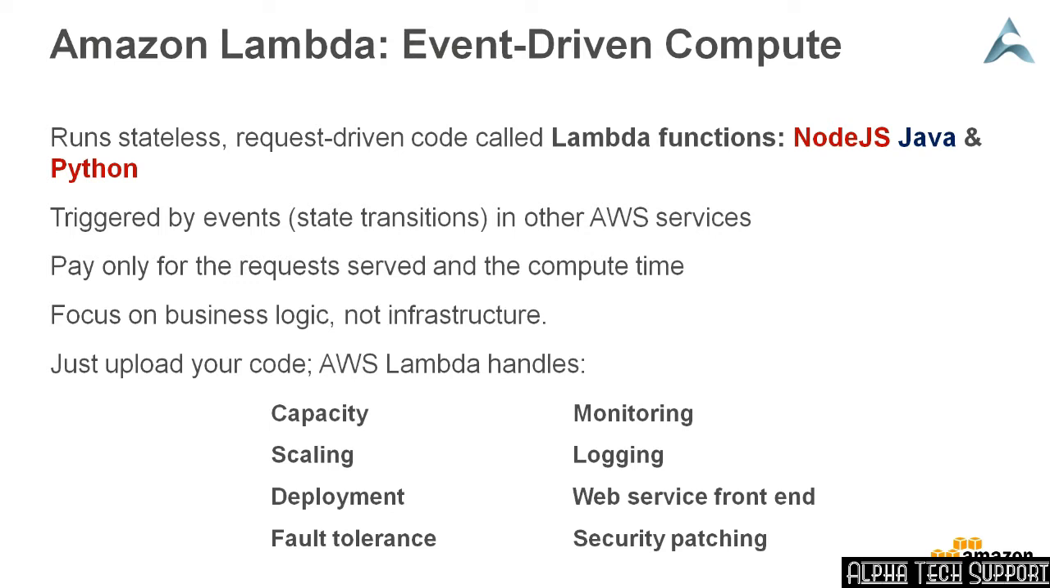The Lambda functions are triggered by events that can be a state transition from one state to another, based on other AWS services that may include Kinesis, streaming analysis, pipeline, Cognito, and other services. You only need to pay for the requests served and the computation time. You don't need to pay for an isolated task or for hosting your entire process.